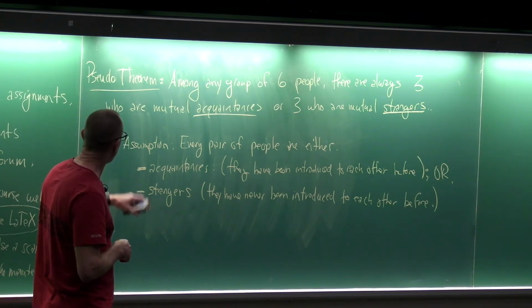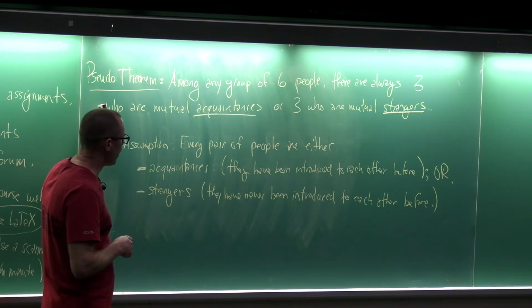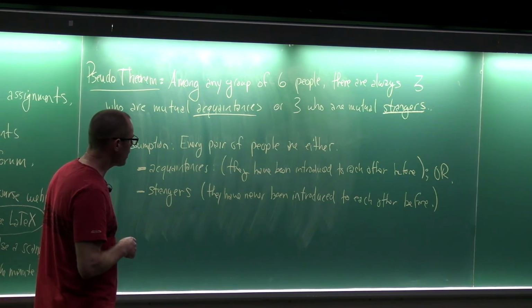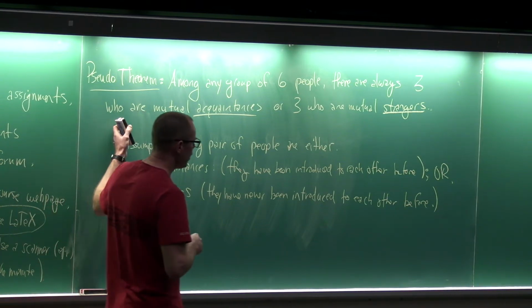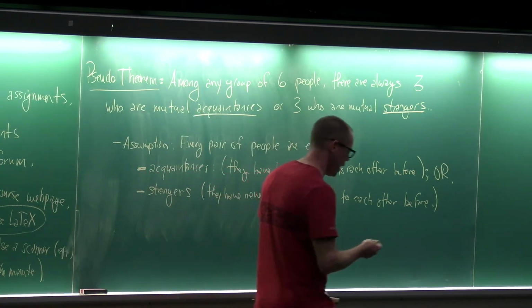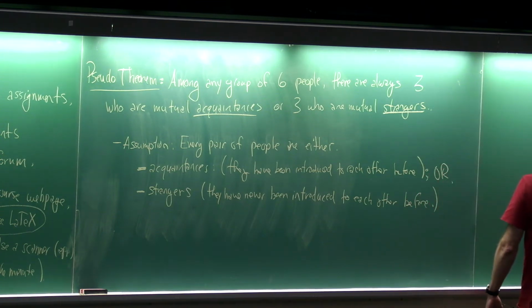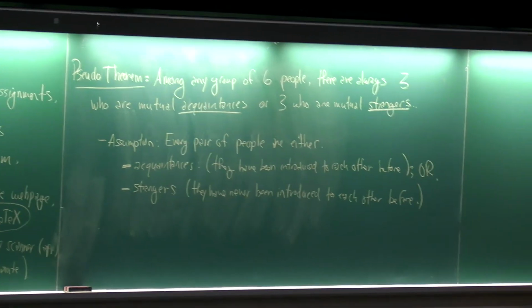And so this is now closer to a real theorem. We should maybe look at an example of what this is telling us. So here's 1, 2, 3, 4, 5, 6 people.